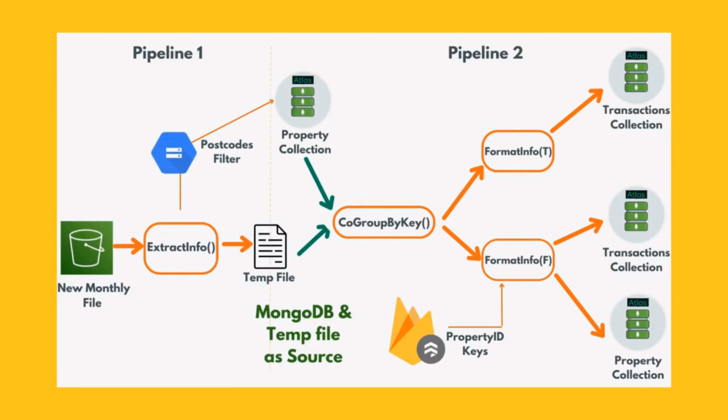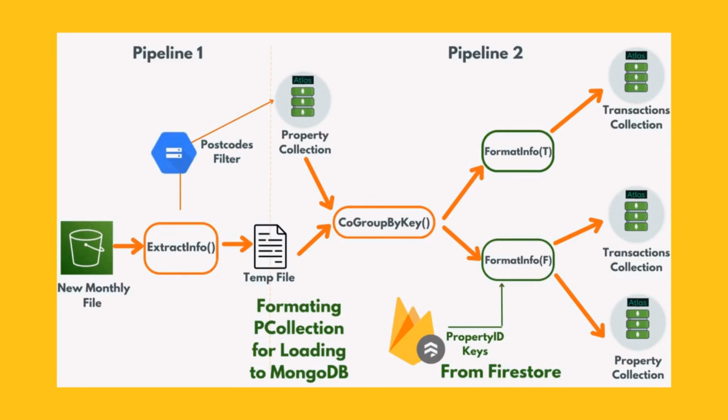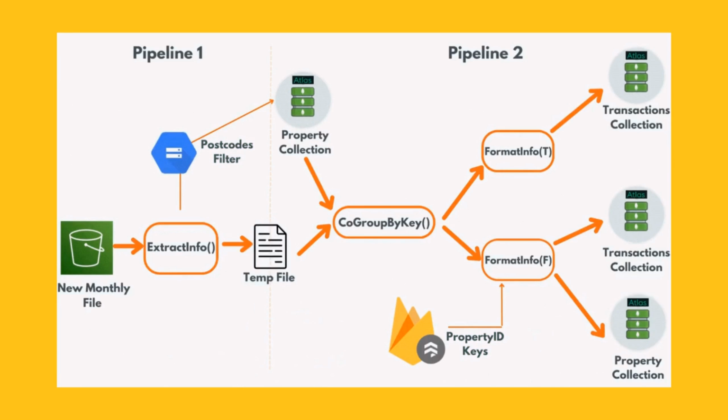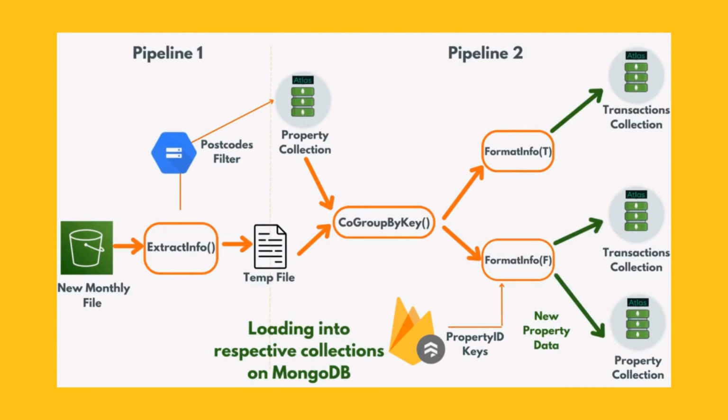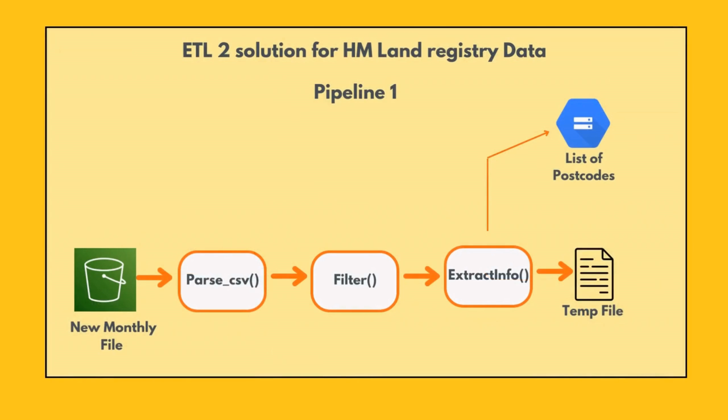In short, this multi-model pipeline takes a CSV file stored in an S3 bucket, performs some transformations, does a lookup from an existing MongoDB collection, and finally stores the transformed data in the MongoDB collection. But we'll be looking at only the first pipeline of this two-stage pipeline solution for our video.